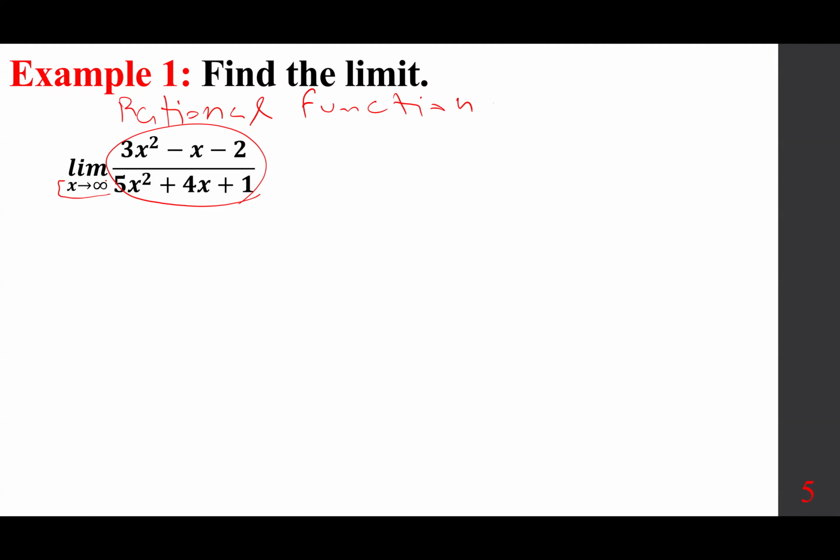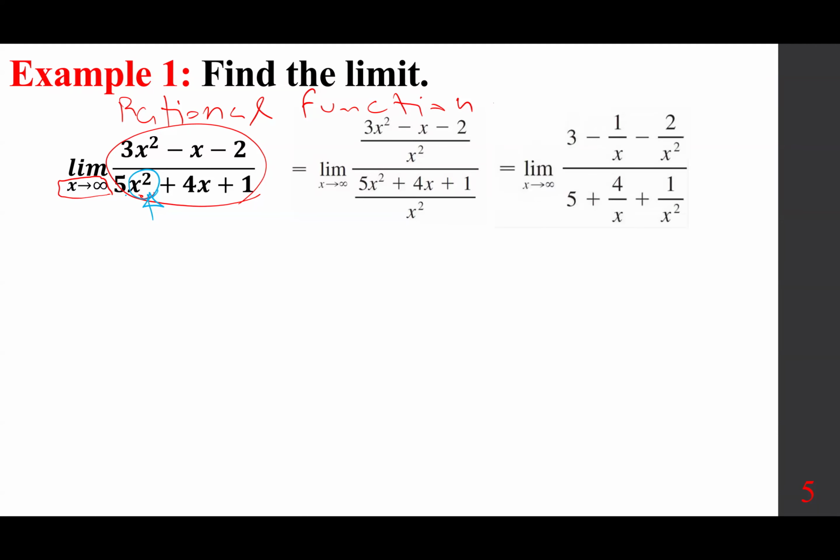X is approaching infinity. We divide by the highest degree term in the denominator, namely x squared. And we make up 3 fractions for the top, 3 fractions for the bottom, and we get this one.